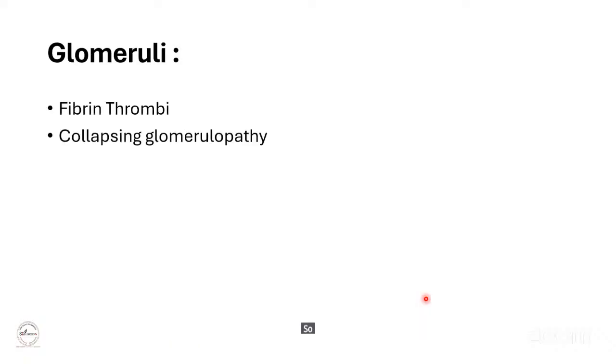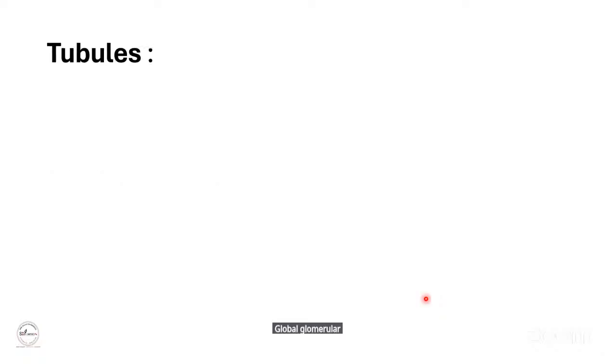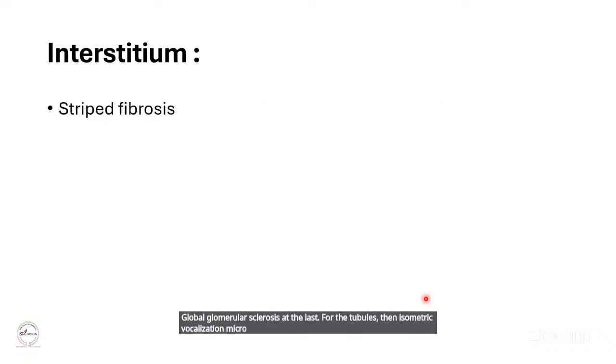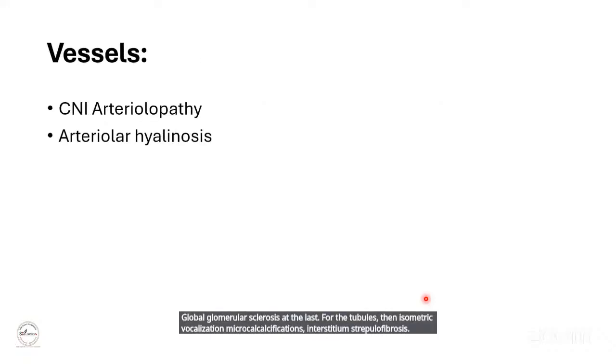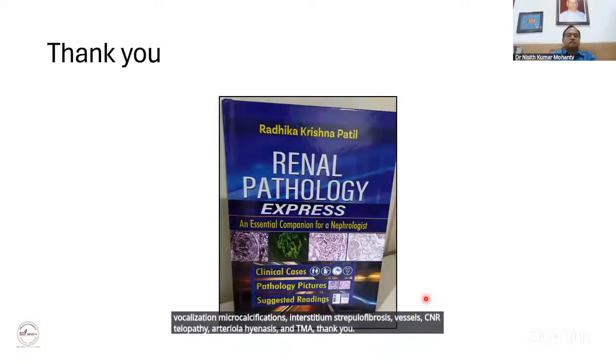So for reviewing glomeruli, we have to look for fibrin thrombi, collapsing glomerulopathy, FSGS, TG, and global glomerulosclerosis at the last. For the tubules, isometric vacuolization, microcalcifications; interstitium, striped fibrosis; vessels, CNI arteriolopathy, arteriolar hyalinosis, and TMA. Thank you.